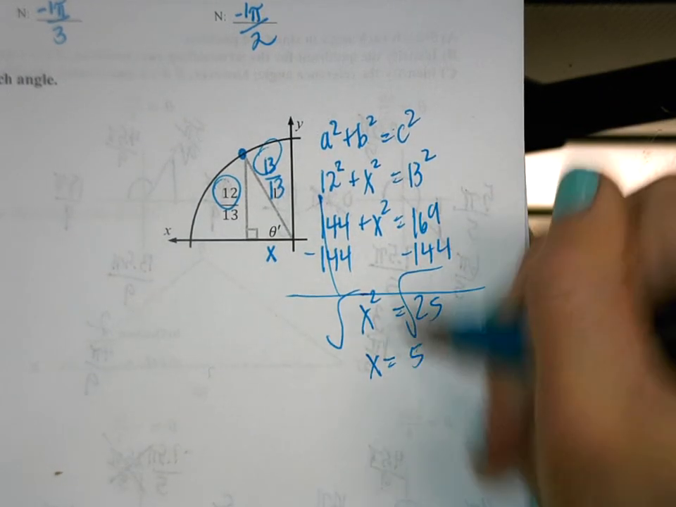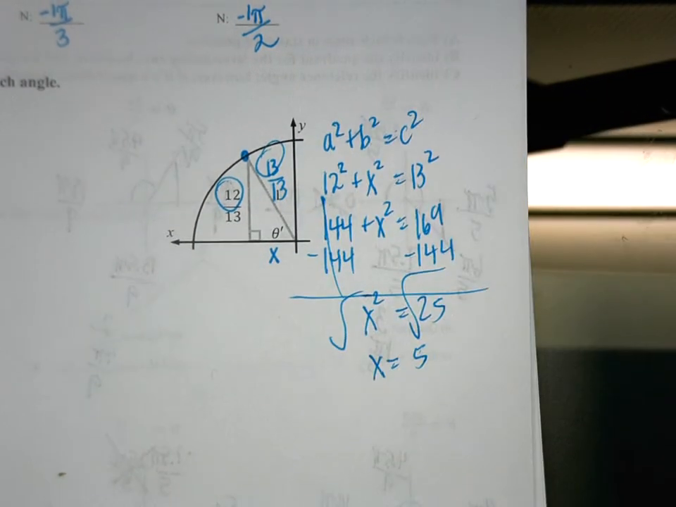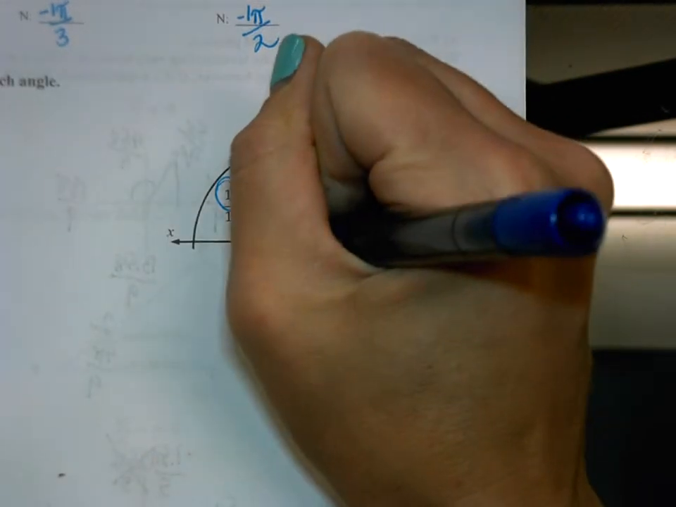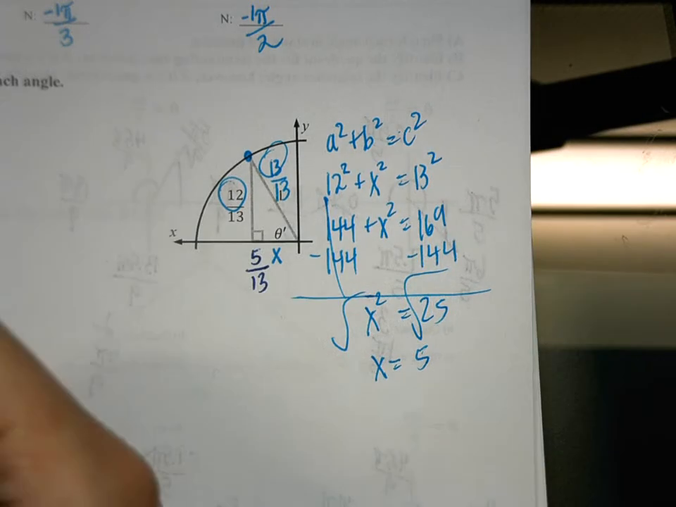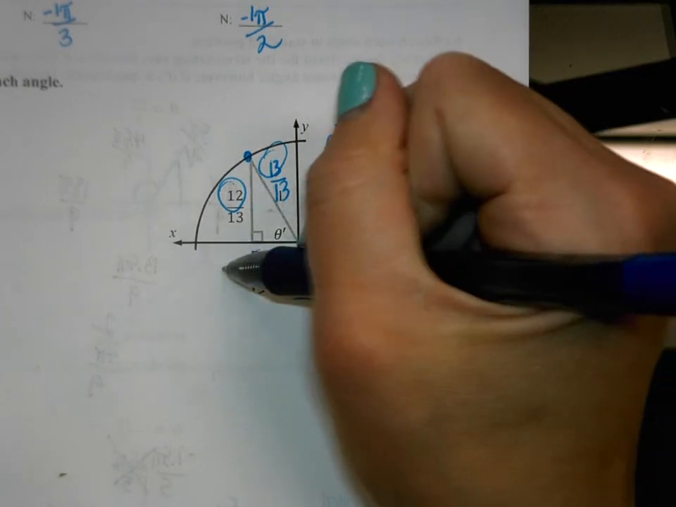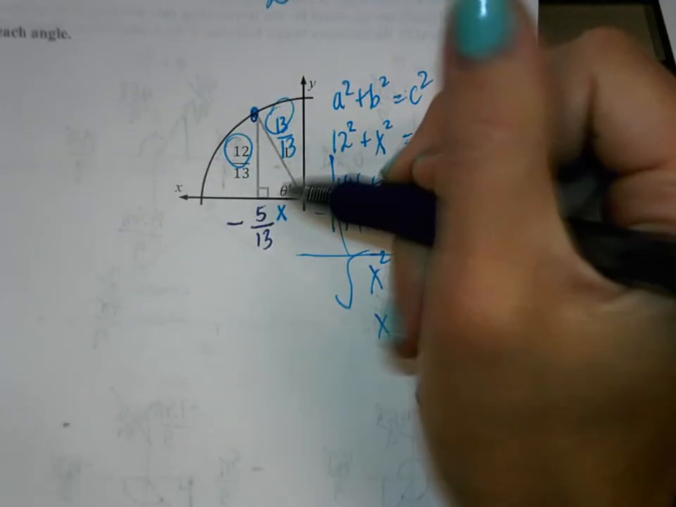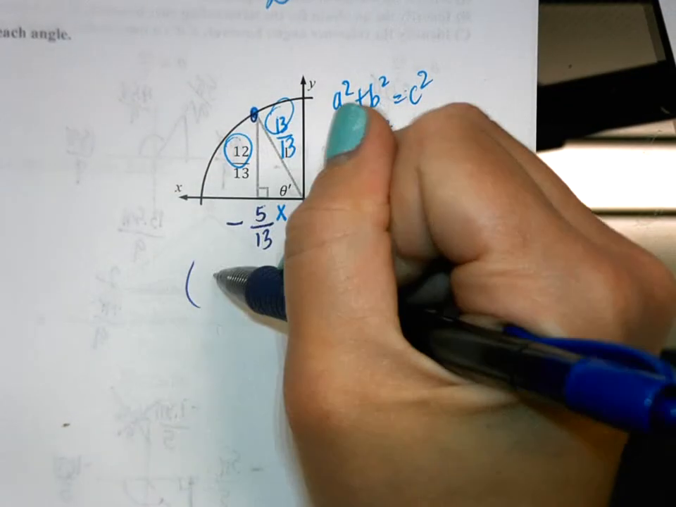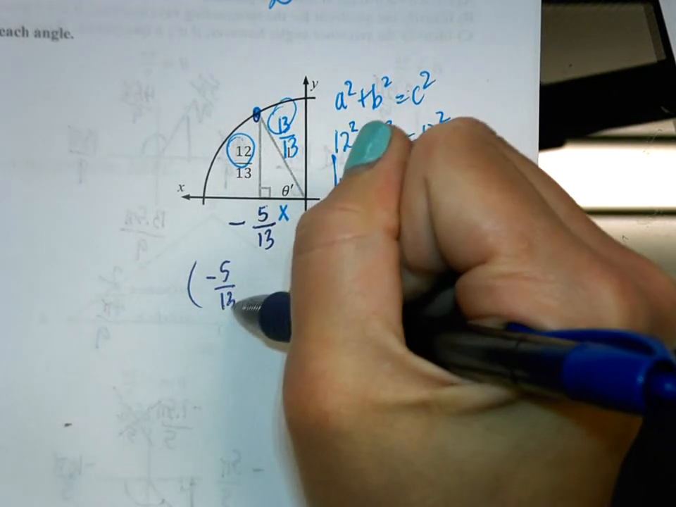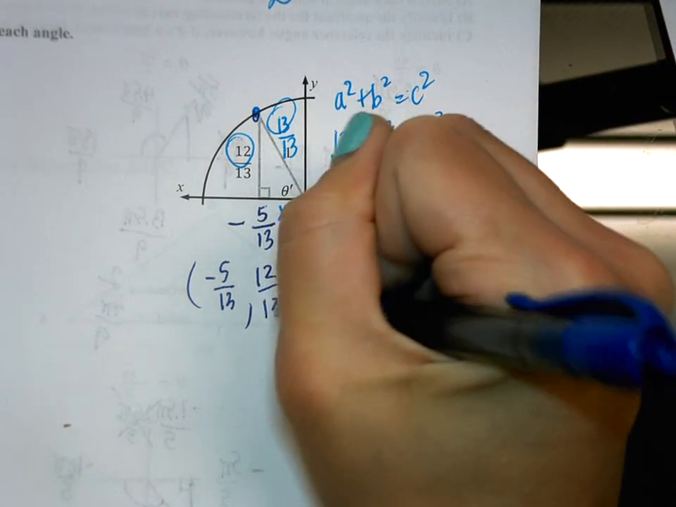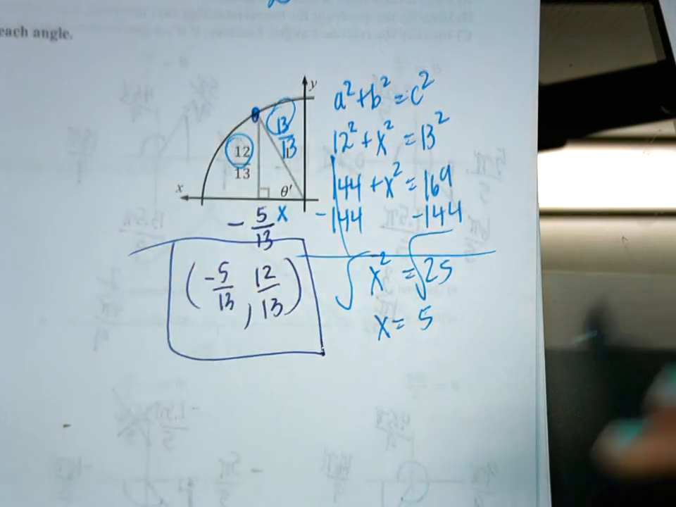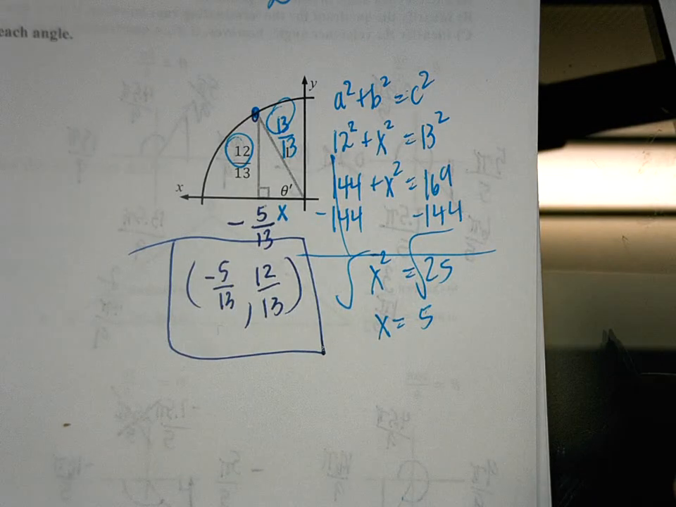Therefore, this value right here is 5 over 13. And because it's going left, it's going to be negative. So what is my ordered pair? On the x, it's going negative 5 over 13, and on the y, it is going 12 over 13. And so that is my answer. Okay, last one.